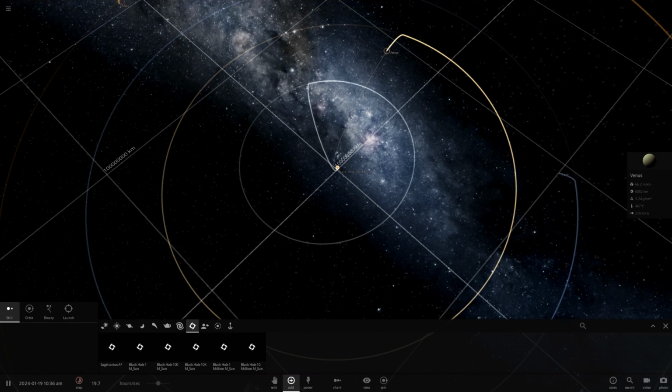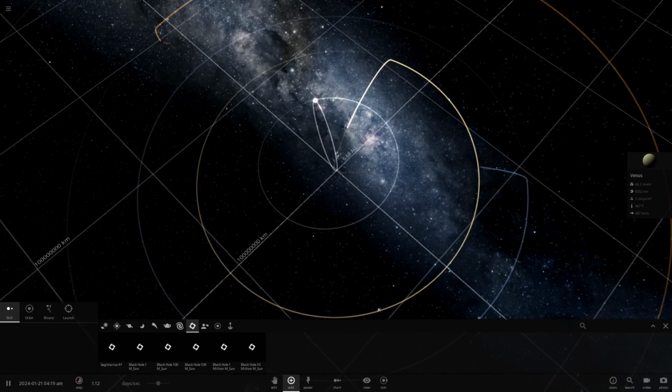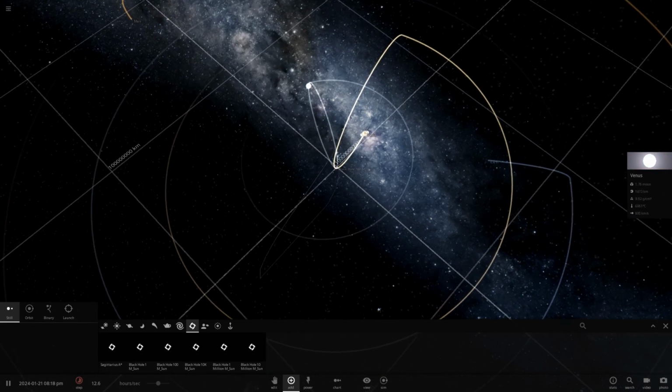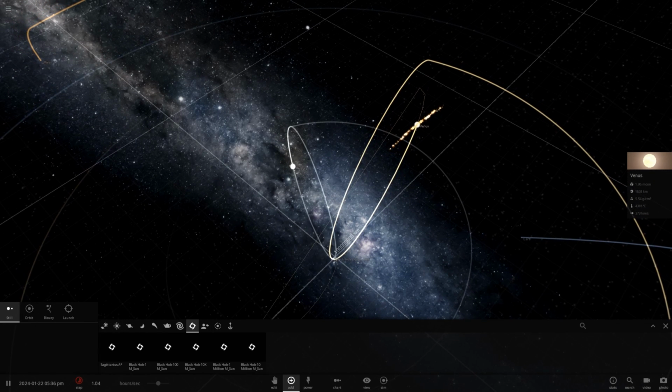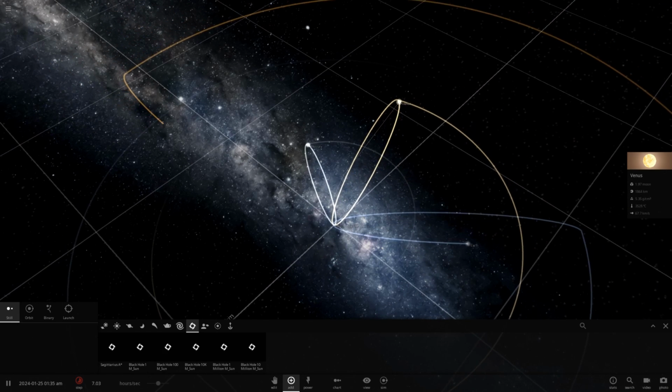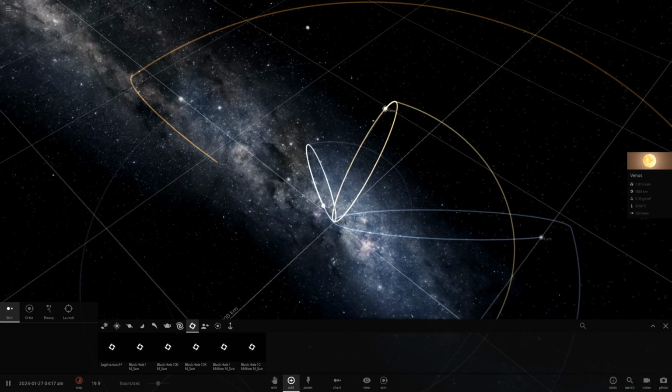Things aren't going to fall exactly into it. A lot of things are going to be thrown out and shredded in the Roche limit, as you can see there. Mercury was shredded, Venus is shredded. Even then, it's still kind of hard to actually make things fall into a black hole. Everything wants to just miss and stay in a very, very eccentric orbit.